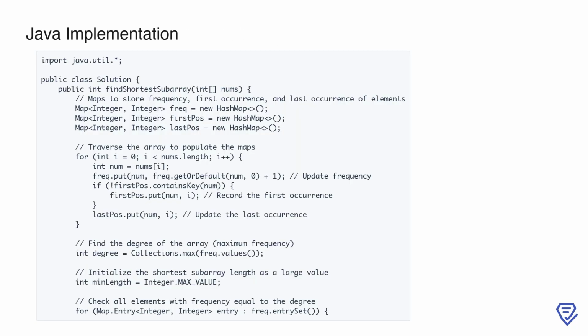Here, we start by importing the necessary Java utilities and defining the main solution class and method. The goal of this method is to find the length of the shortest contiguous subarray that has the same degree as the entire array. To achieve this, we use three hash maps, one to store the frequency of each element, another to record the first occurrence of each element, and a third to track the last occurrence.